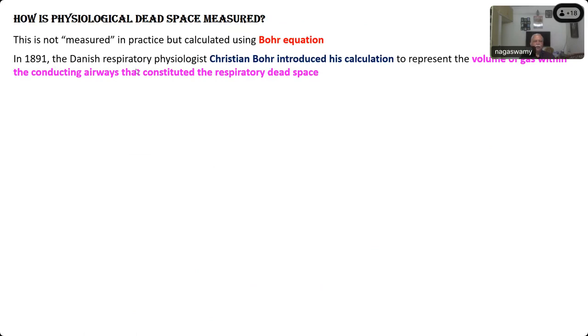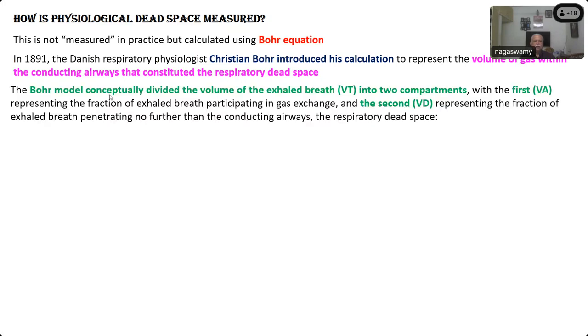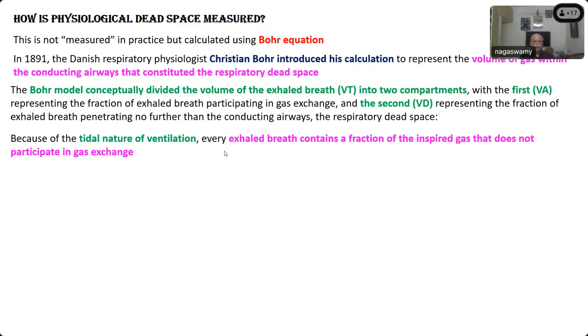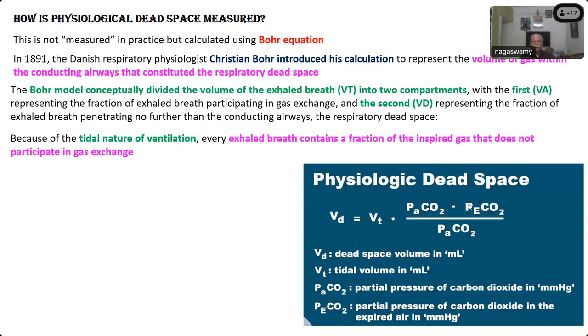In 1891, a Danish respiratory physiologist called Christian Bohr introduced his calculation to represent the volume of gas within the conducting airways that constituted the respiratory dead space, and he conceptually divided the exhaled breath into two components. The first is the exhaled breath participating in gas exchange, and the second is dead space. So alveolar ventilation and dead space ventilation. Then, by the tidal nature of ventilation, the exhaled breath contains a fraction of inspired gas that does not participate in gas exchange and becomes the dead space gas. So this is the calculation that we use normally.